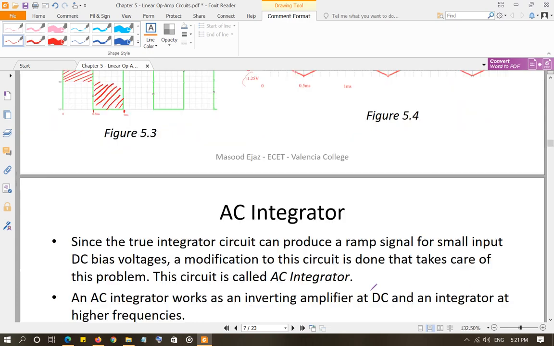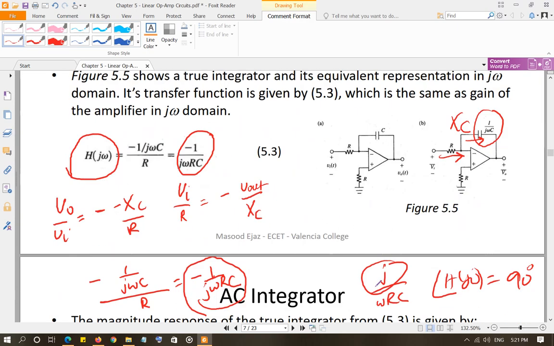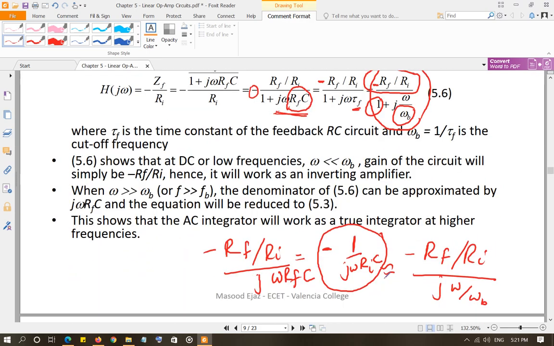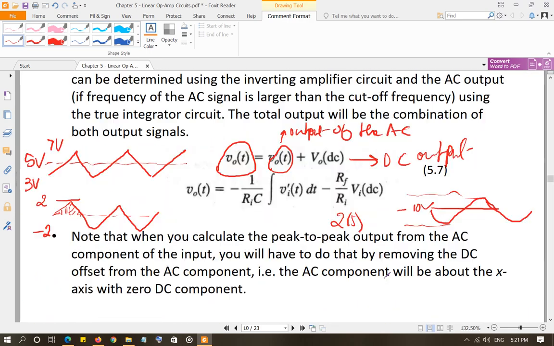Okay, let's skip this. We already discussed this. We're going to go now to the low frequency differentiator circuit.